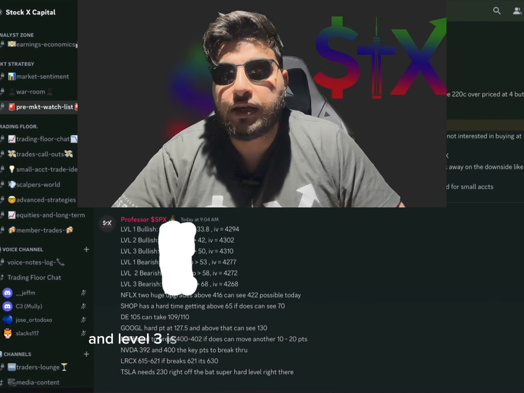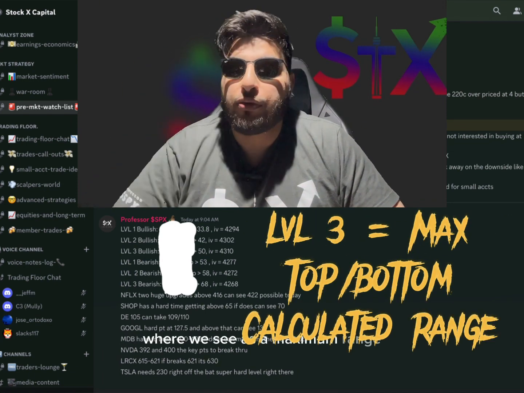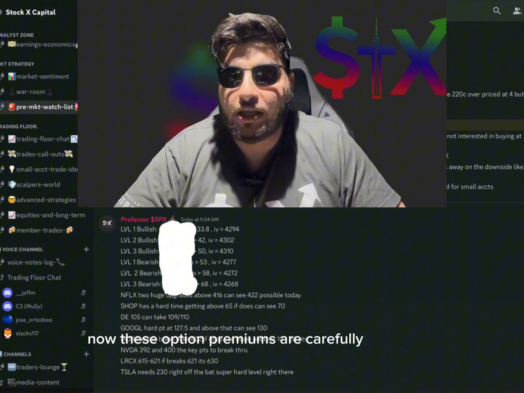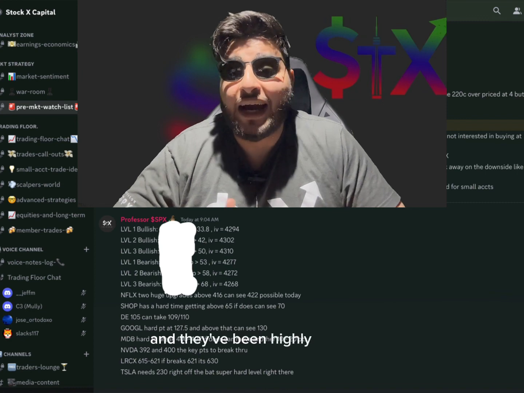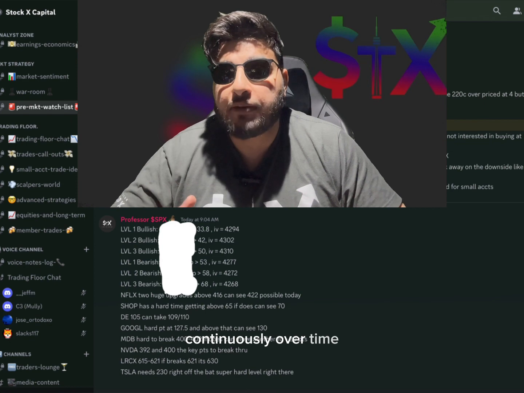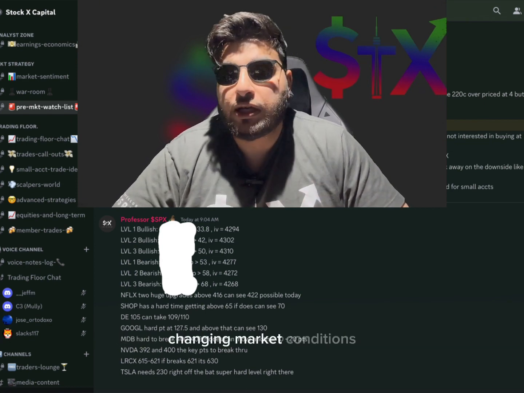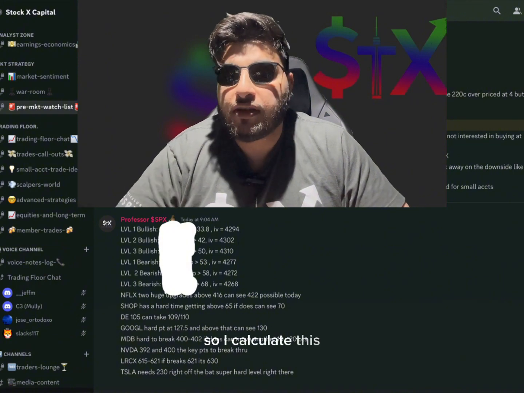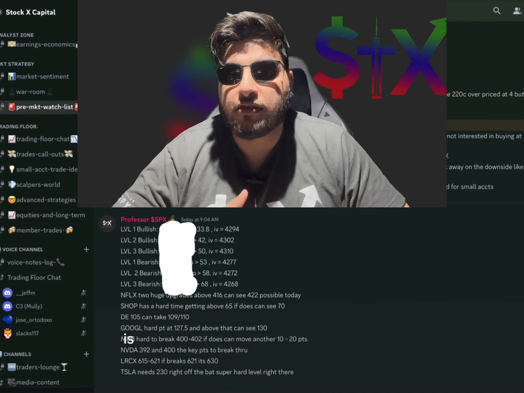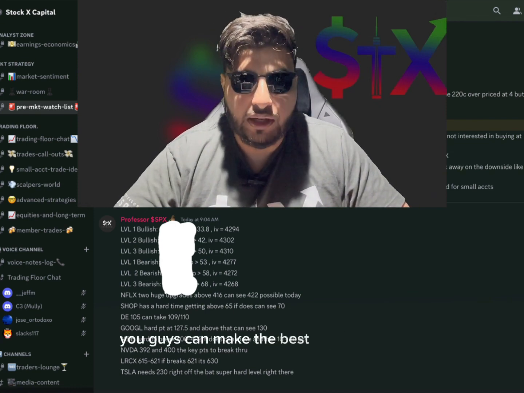And level 3 is basically the carefully calculated level where we see a maximum range either on the upside or the downside. Now, these option premiums are carefully calculated and they've been highly accurate. I've been able to show examples of this continuously over time. And the best part about the model is that it's adaptive to changing market conditions. So I calculate this, I share the knowledge about it, and the best way to utilize it is to include it in your trading decisions, so that way you guys can make the best decision here.